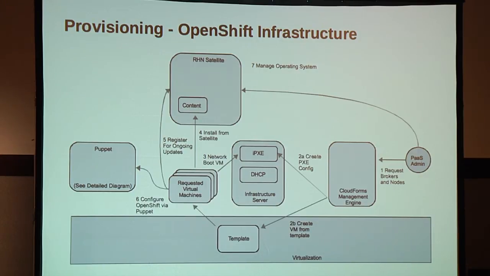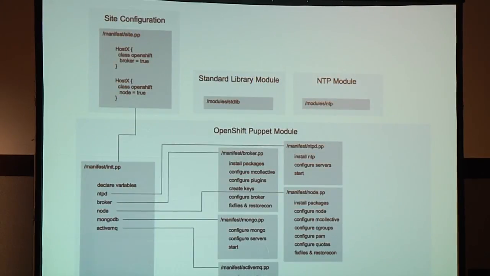So for a little more in-depth look at what that Puppet module actually looks like, this is the eye chart. Krishna in the OpenShift Origin community posted some really great Puppet modules for configuring OpenShift Origin. And so I basically took them and made them work for OpenShift Enterprise. And it's pretty simple, right? There's a site manifest that calls an init manifest. And those have all the specific manifests for each specific service.